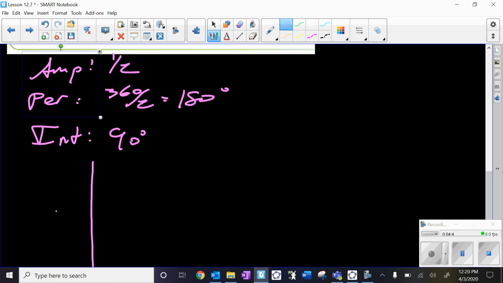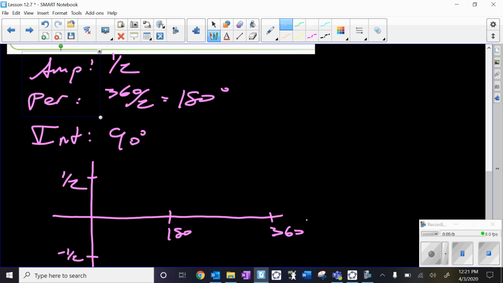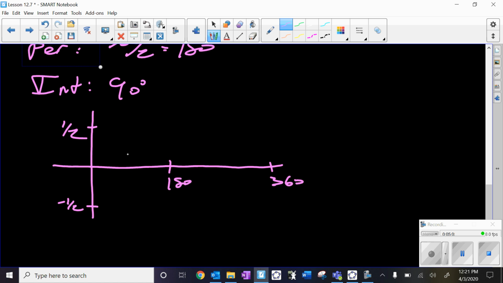Graphing this time, our height is a half and negative a half. Our period this time is not 360, but it is 180 degrees. Another cycle would then be 180 plus 180, which is 360. Then we also need to put in our intercepts, which is at 90. And then since we are adding on a full period of 180, we're going to add 90 and 180, which is going to get us 270.